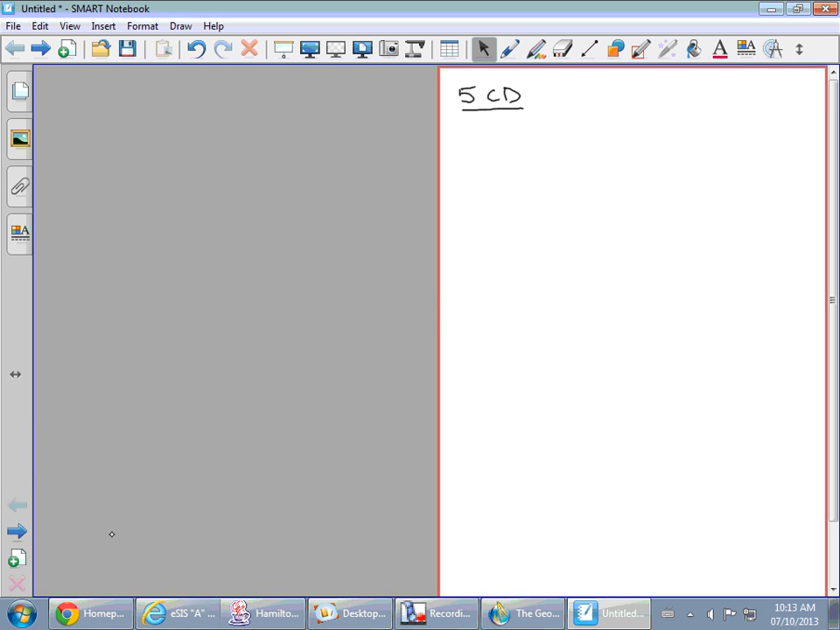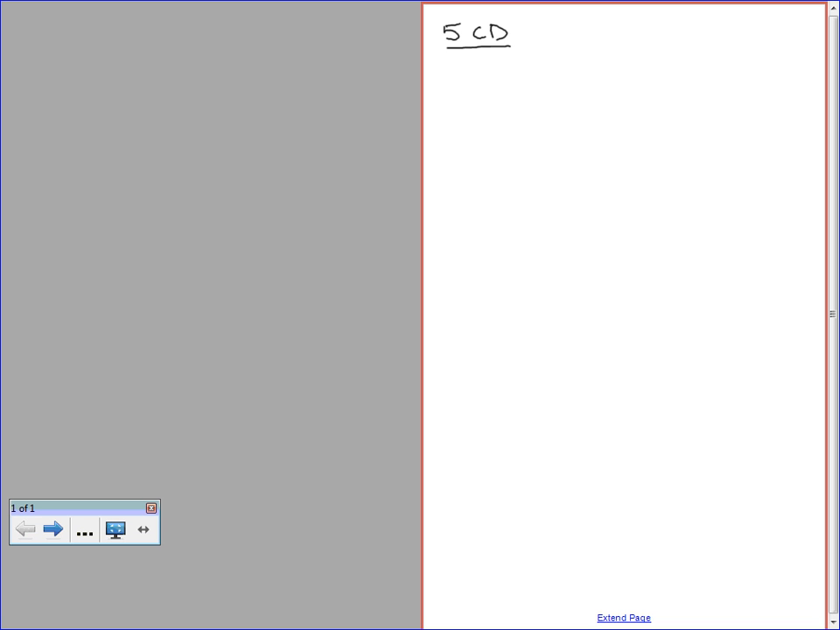So Thursday we went over how to solve linear inequalities. So today what we're going to be doing is solving quadratic, cubic, and quartic polynomial inequalities. Okay? We're going to start off by doing it by graphing.